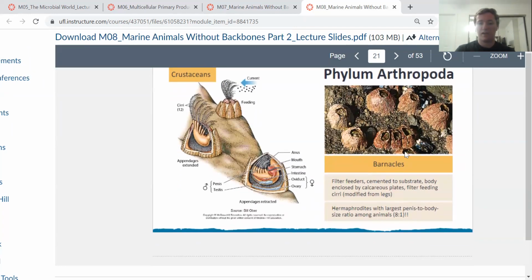Here's some barnacles. They have the largest penis to body ratio. I believe it's like 8:1 or 9:1. Yep, 8:1 right here. So that is something that gives them an evolutionary advantage to go and reproduce while being sessile.